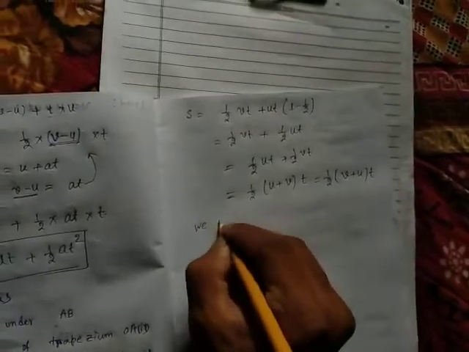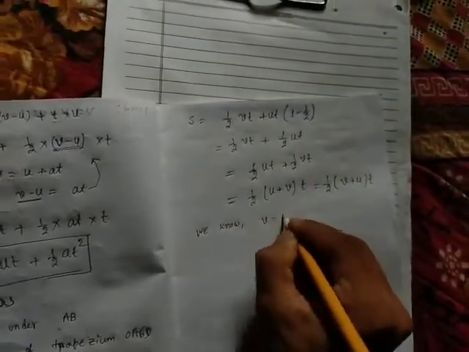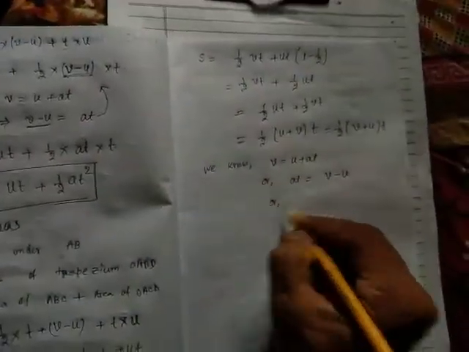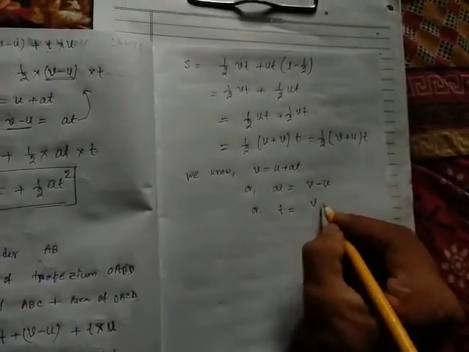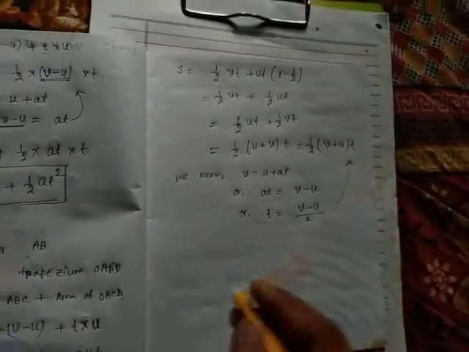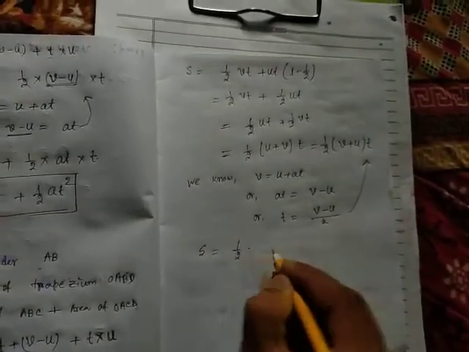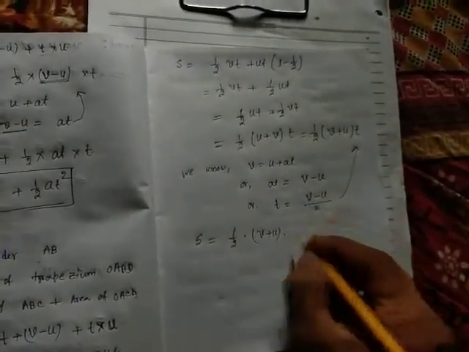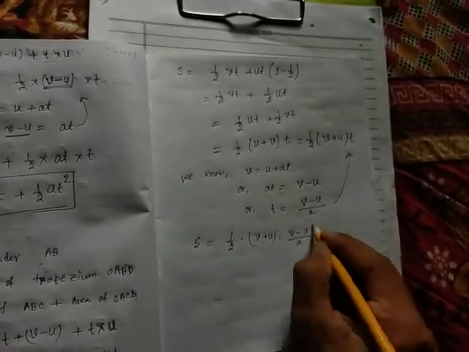I can write this as half into v plus u into t, no problem. Now we know from the first equation of motion v is equal to u plus at, or we can write at is equal to v minus u. From here we can write t is equal to v minus u upon a. Now put the value of the time t in this equation. So we will get S is equal to half into v plus u into, now put the value of t, t means v minus u upon a.